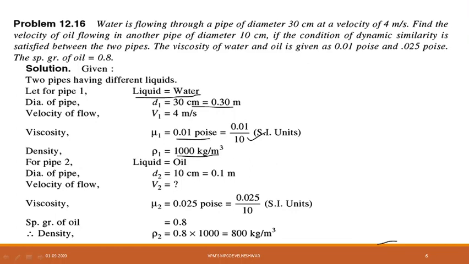Now here the velocity is given, see here, 4 meter per second. Now for pipe 2, liquid is equal to oil, d2 is equal to 10 centimeter, converted into meter, that is 0.1 meter. So the velocity of flow v2 is equal to question mark, we have to find that one. Viscosity mu 2 is equal to 0.025 divided by 10, that is in SI unit. What is the SI unit here? Newton second per meter square. Now specific gravity of oil is 0.8 and density rho 2 is equal to 0.8 into 1000, that is equal to 800 kg per meter cube.